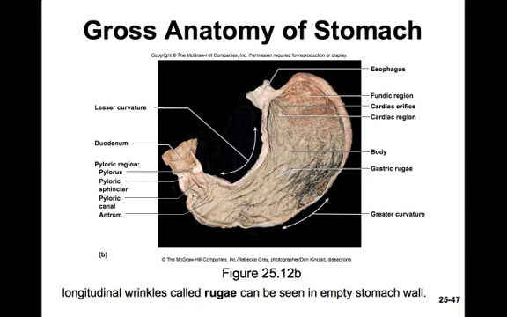Here's a picture of a dissected stomach. Same thing, the fundic region up here, the cardiac orifice and the cardiac region. We can see the body, and we can see in this empty stomach even gastric rugae, these folds on the internal surface of the stomach. We get down into the pyloric region. The pyloric sphincter here is quite notable, the pyloric canal, and the atrium.